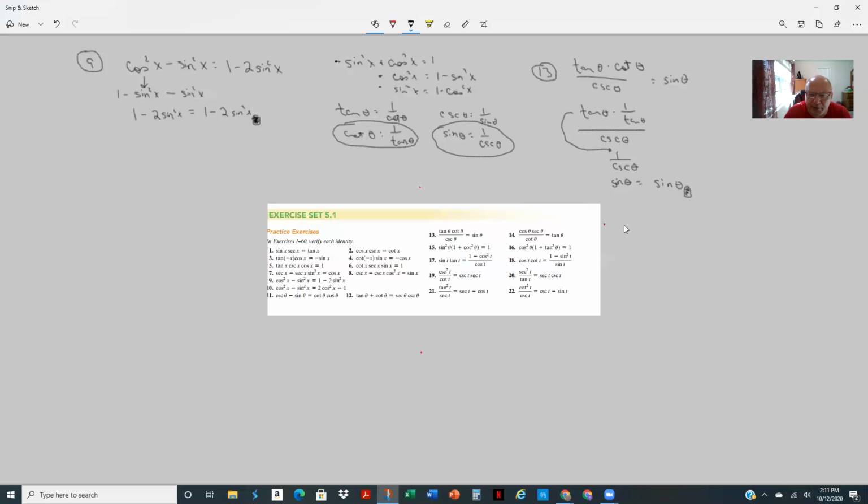Okay, let's look at another one. Okay, let's look at number 17. Okay, so sine of t times the tangent of t is equal to 1 minus the cosine squared of t over the cosine of t.